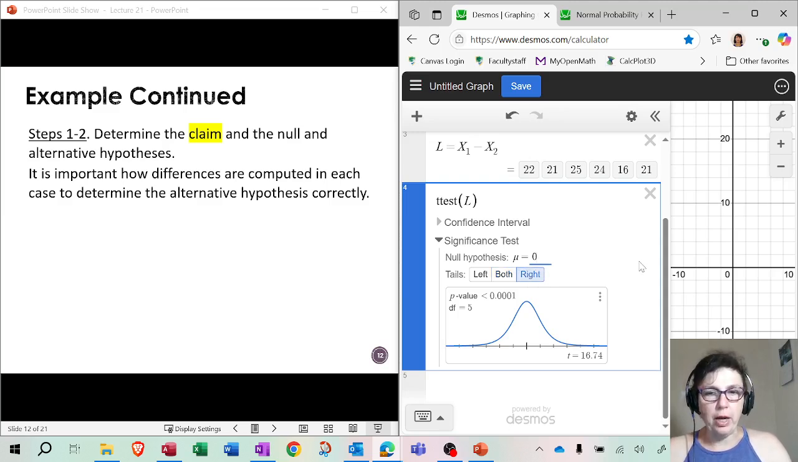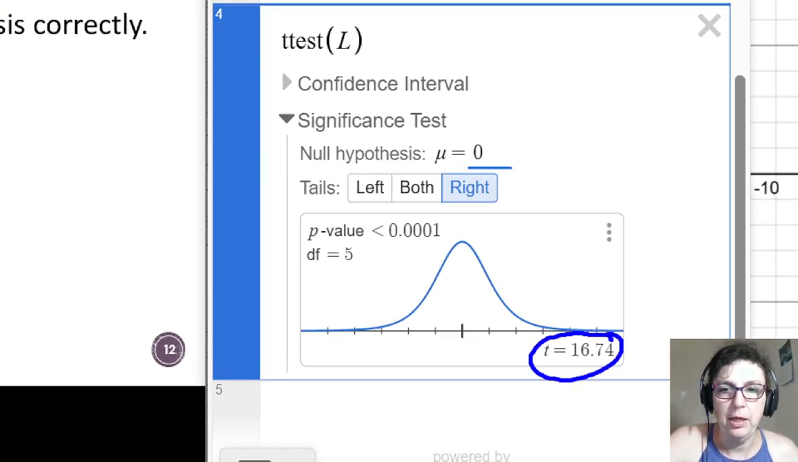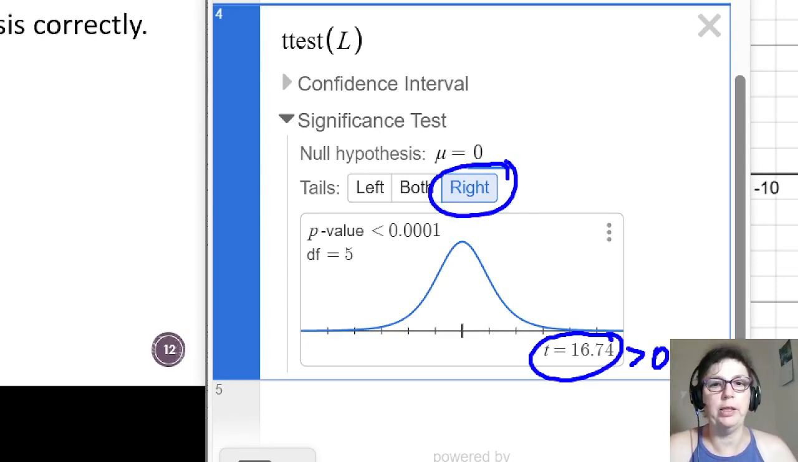So if it's right, then the test statistic should be positive. Most of the time, it should be positive. Okay, so let's look at it. Do you see the test statistic right here? And it is definitely positive. So that's another indication that what I selected here is right. Because a lot of times people say, oh, it says lost weight, so it has to be less. No, it didn't.